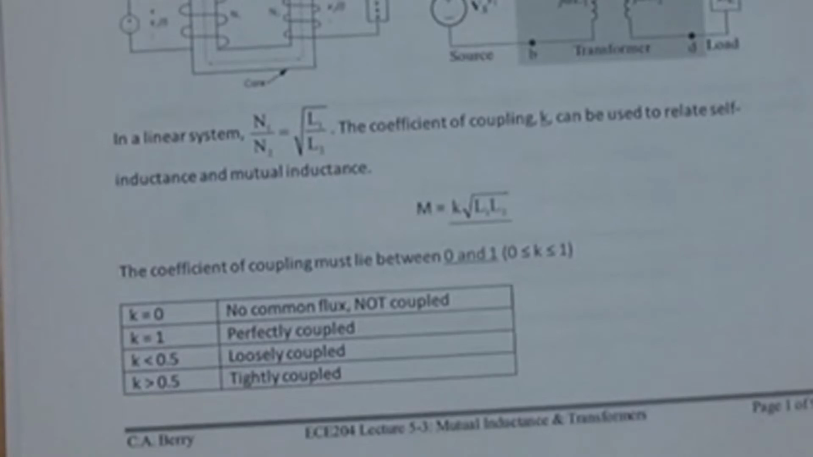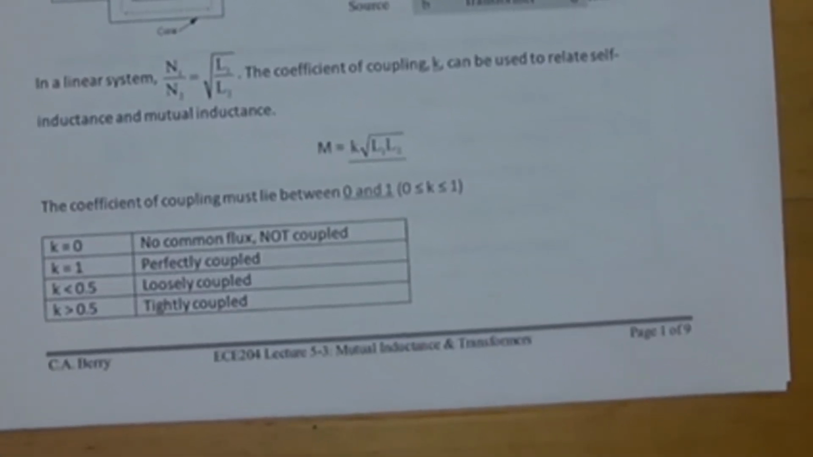The coefficient of coupling tells you how strong the connection is for the mutual inductance. So if K is equal to 0, they're not coupled. There's no common flux. If K is equal to 1, it's perfectly coupled, which is the transformer we're going to talk about in a minute. Anything in between is either loosely or tightly coupled. Are there any questions? Okay. Page 2.